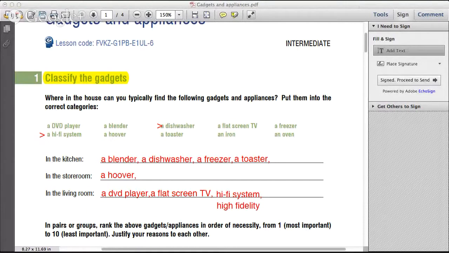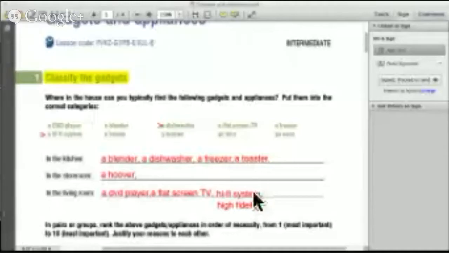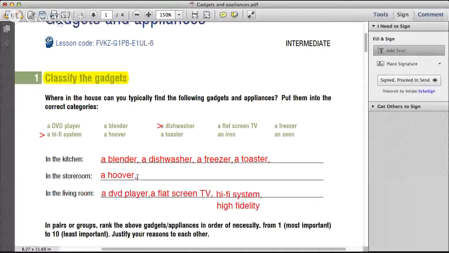Okay. Let's see, Ismail, our next one. An iron should be in the storeroom. Okay, yeah. The iron is more than likely going to be in the storeroom. Okay, and iron to straighten out clothes when they're wrinkly, right? And our last one here.